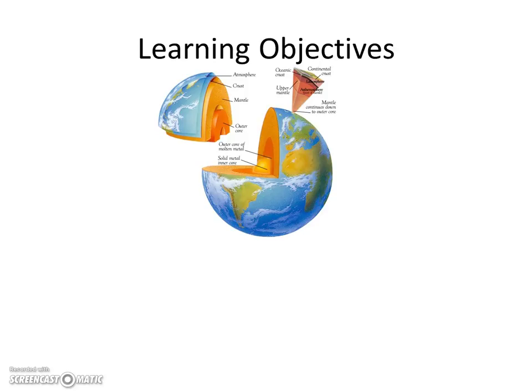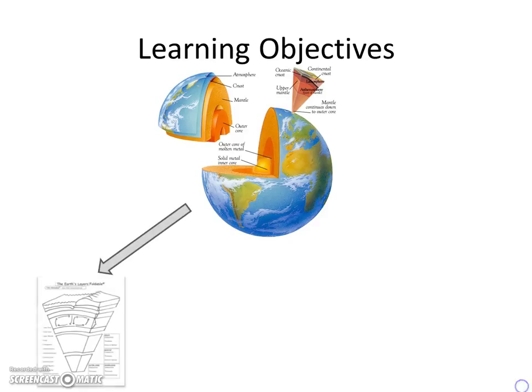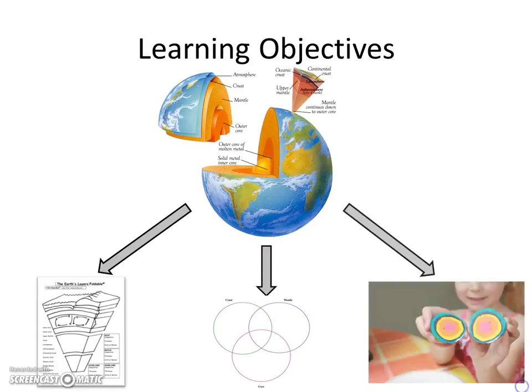The first is the students need to be able to diagram the layers of the Earth. The second is the students will compare the different layers and their characteristics on a Venn diagram. The third supporting substandard is the students will create a representation of the layers of the Earth.